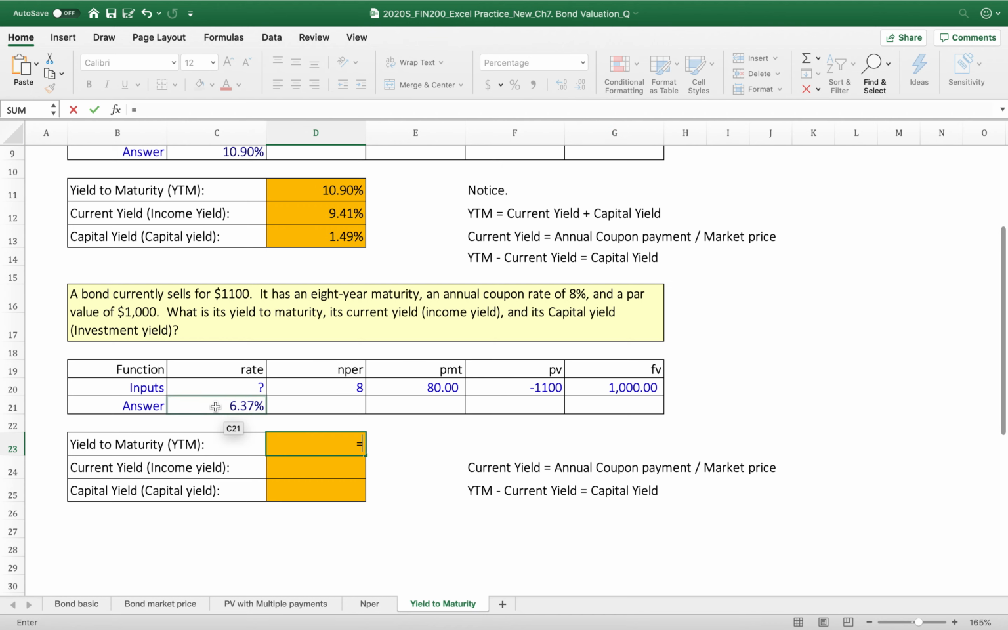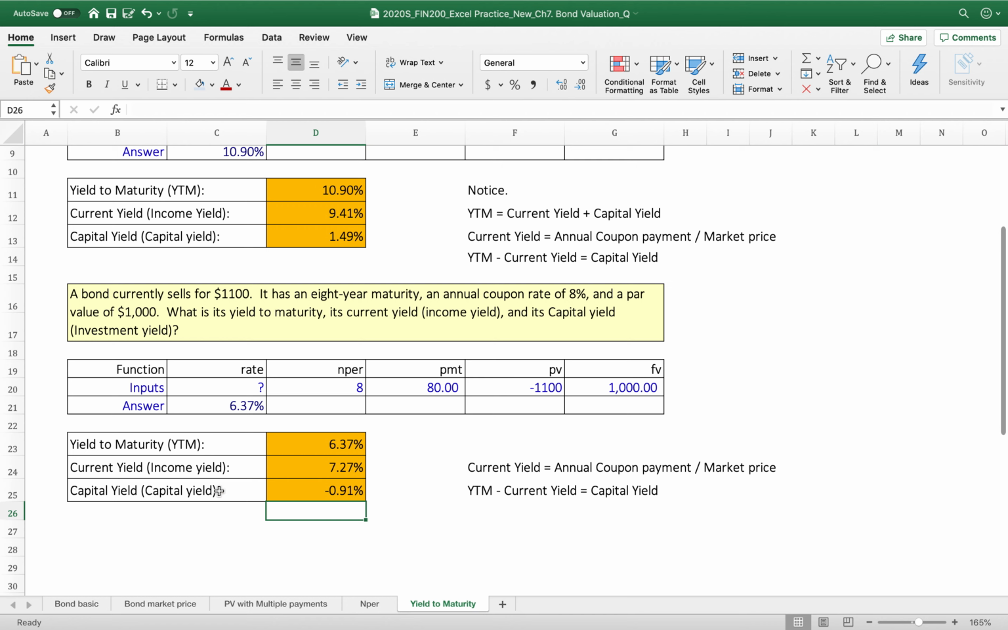Then in this next case, we put in the information in the same way. Then the yield to maturity is 6.37%, and the current yield, how to get it? Again, the coupon payment divided by the market price. How much is the market price? Okay, 1,100. So we put 1,100. So 7.27% is the current yield. Then the yield to maturity minus current yield is now minus 0.91.